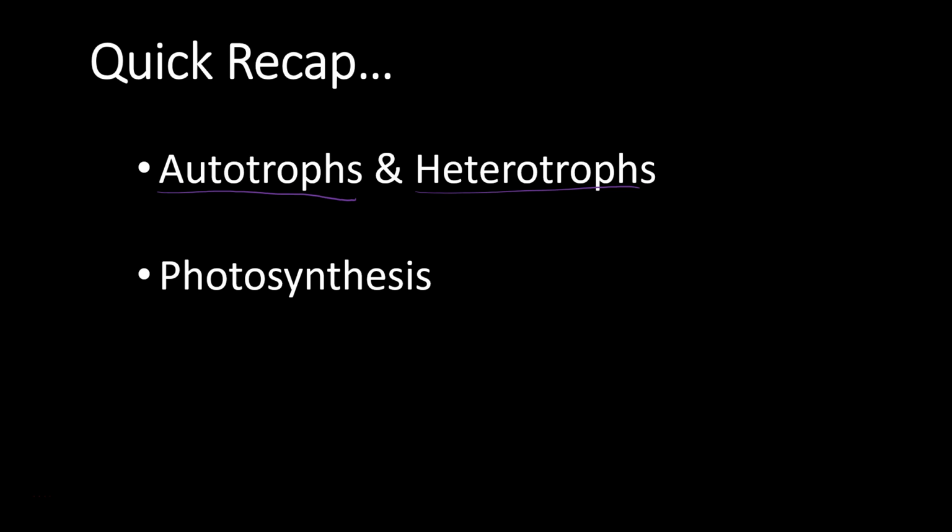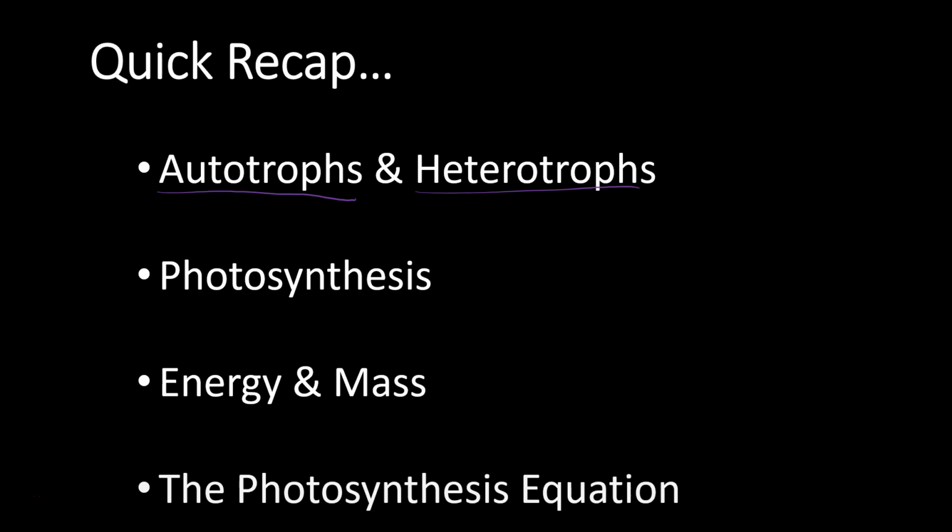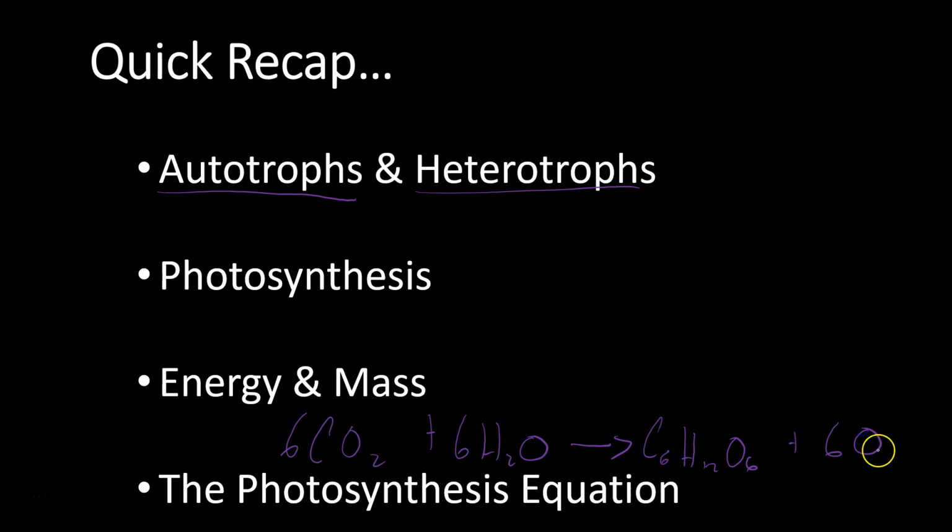Next, we talked about photosynthesis, how it takes in carbon dioxide and water, and in the presence of sunlight can create glucose and oxygen. Next, we talked about energy and mass, how those two things cannot be created or destroyed. They're basically just rearranged. And lastly, the photosynthesis equation, which is 6 molecules of CO2 plus 6 molecules of water, H2O, in the presence of sunlight gives us glucose, C6H12O6, plus 6 molecules of oxygen.